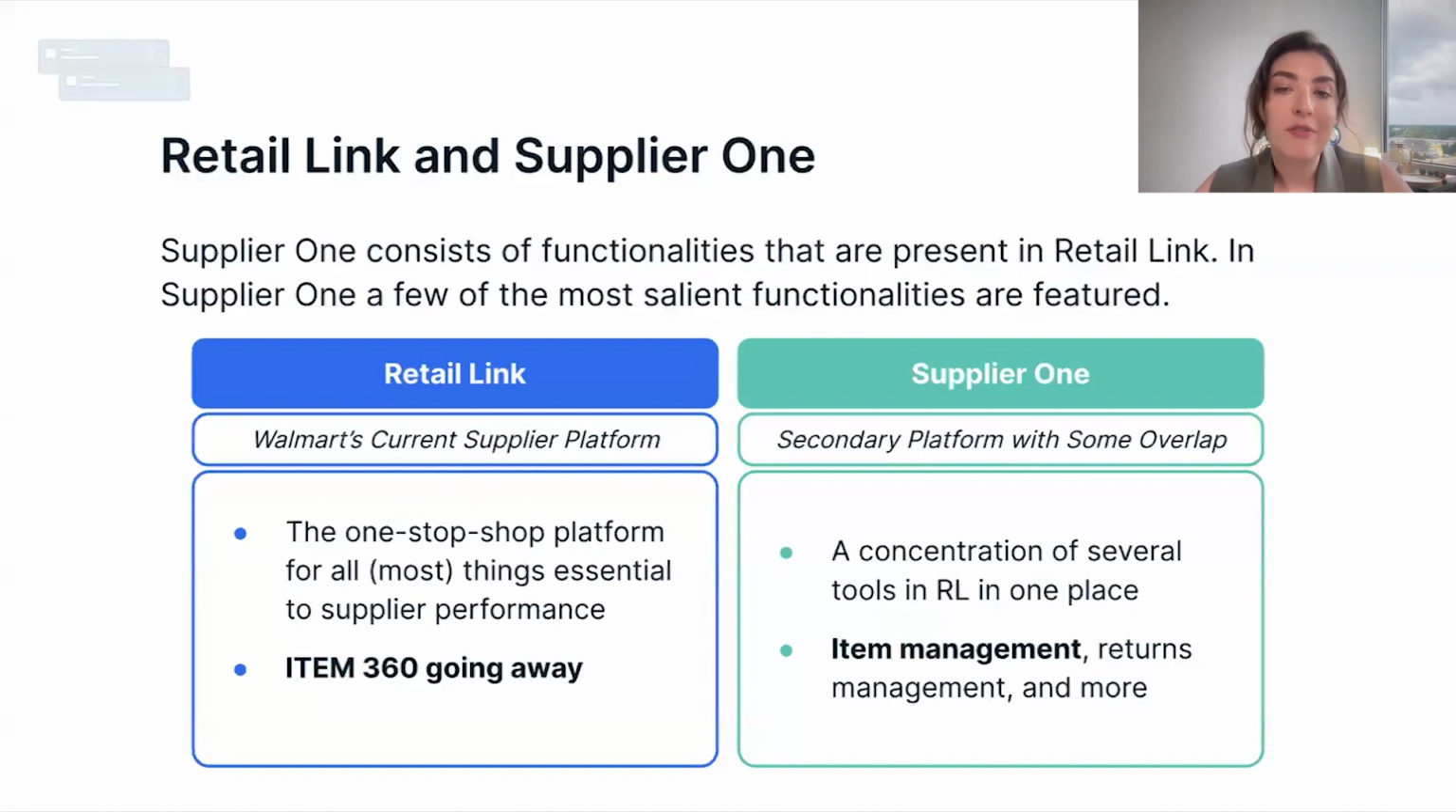And what's different is that Item 360, so you're going to hear us refer to this a couple different times. That is a platform that is kind of getting pulled into Supplier One, or an application rather, that will be going away in Retail Link. It won't be found in there, whereas Supplier One is going to be that secondary platform that will have some overlap with Retail Link, but it's going to be a different login than Retail Link. So just want to call that out.